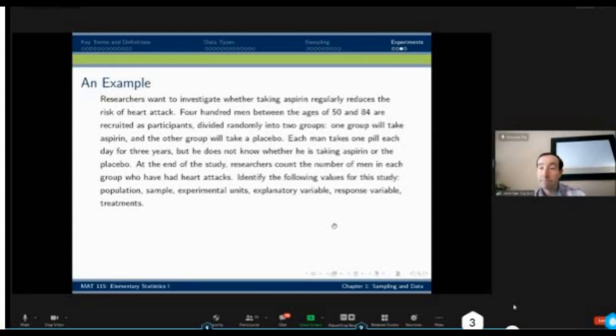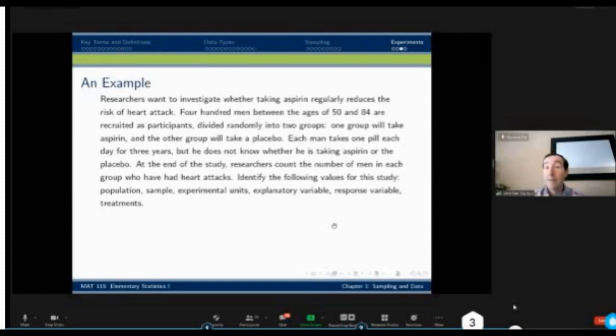Anyone have any thoughts on that? The 400 men between 50 and 84. Close. So remember, the population is always what we want to study, what we want to draw conclusions about. All people at risk for heart attack? Right, we basically want to talk about all people who might be at risk of a heart attack and deduce what impact taking aspirin might have on all of those people.